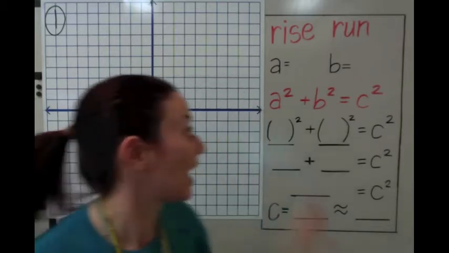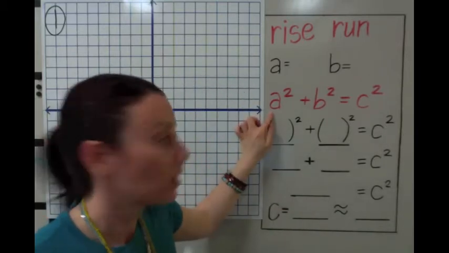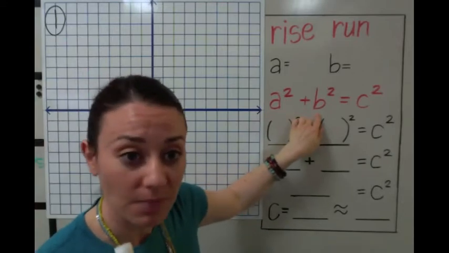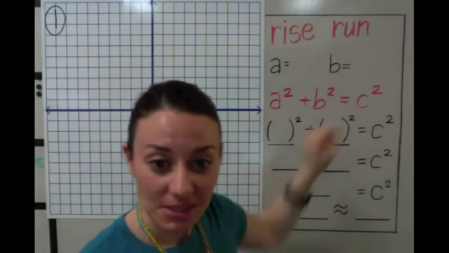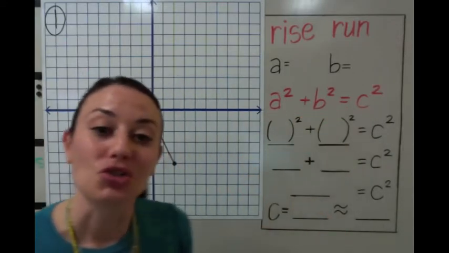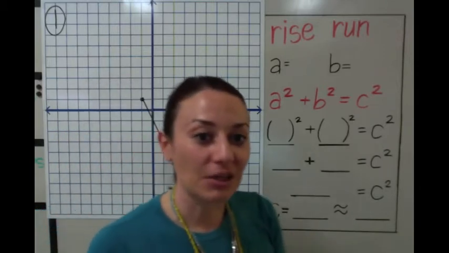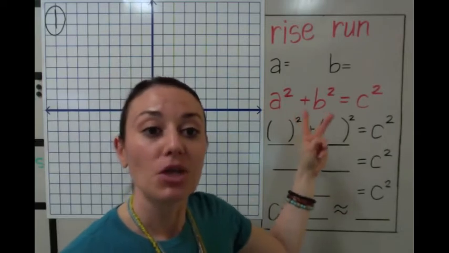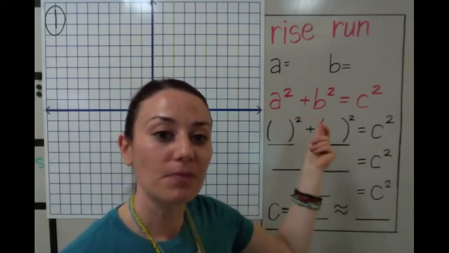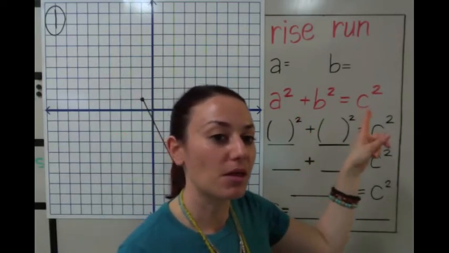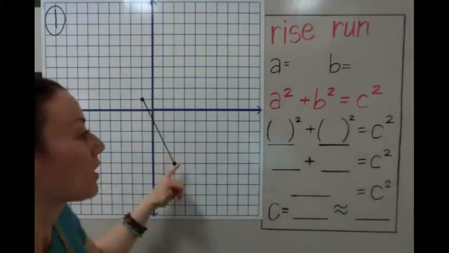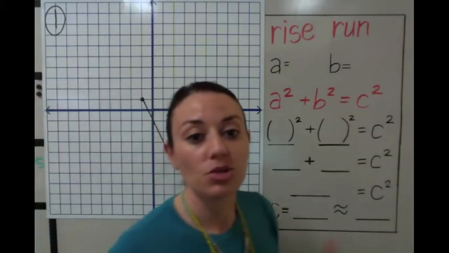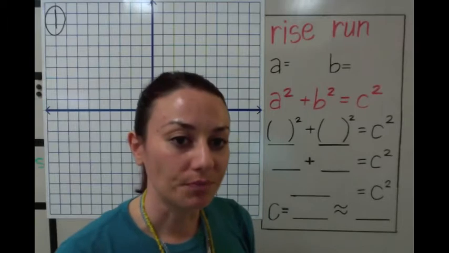Repeat after me. Say, a squared plus b squared equals c squared. Okay? So, Pythagoras told us that if you know the two lengths of a triangle, you can square them, add them, and then that will give you the length of the longest side squared. So, let's review.